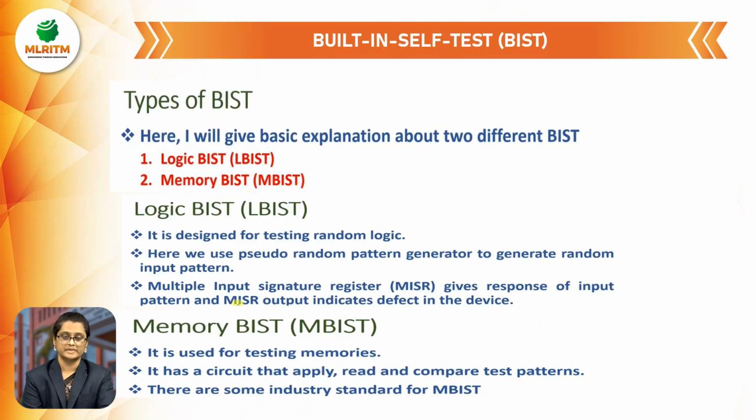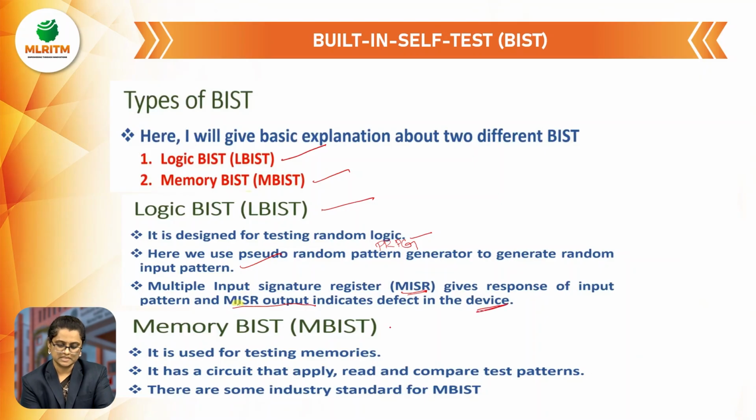And there are two types of BIST operations, that is logic BIST, meaning LBIST, and the second one is memory BIST, meaning MBIST. The logic BIST is designed for testing random logic, and we can use PRPG, meaning pseudo random pattern generator. By using this we can generate the random input pattern. And also MISR, meaning multiple input signature register. It gives the response of the input pattern, and the MISR output indicates the defects in the device. That means it finds out the defects in the IC, that is the device.